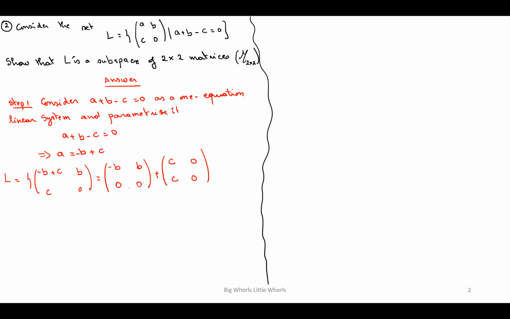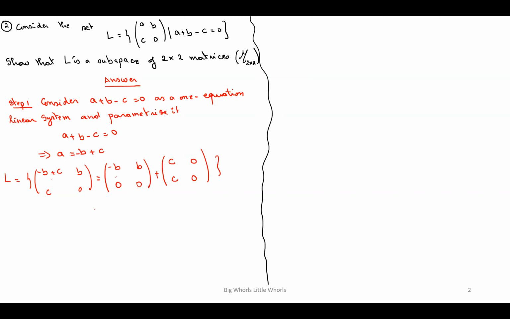So how do we add that? Let's check if that's true. How do we add two matrices together? We add them component wise. So we have here minus B plus C there. We have B plus 0 is our B there. 0 plus C is there. And 0 plus 0 is there.